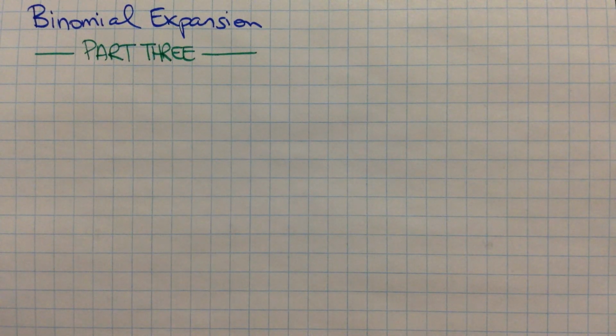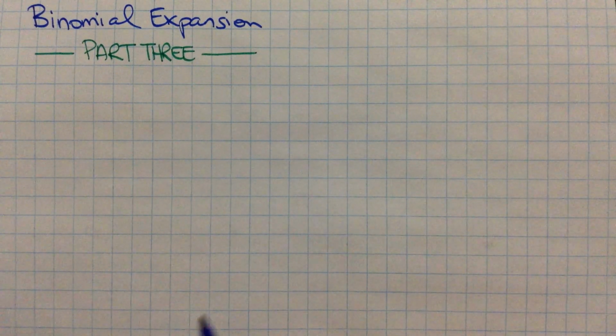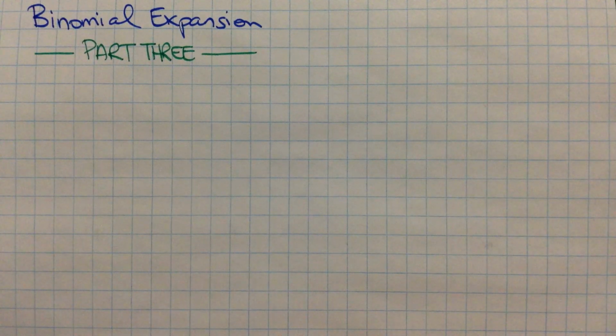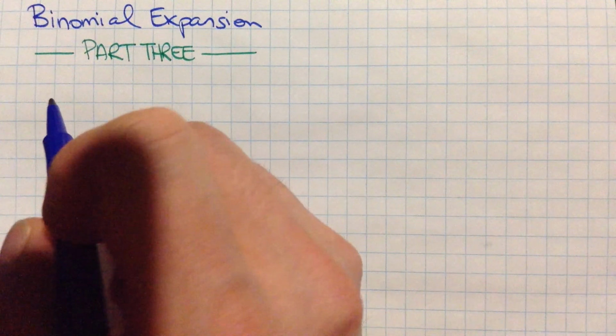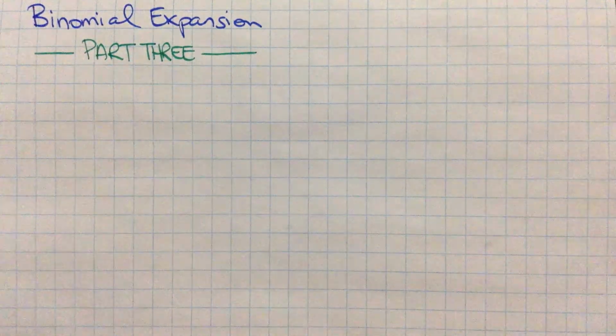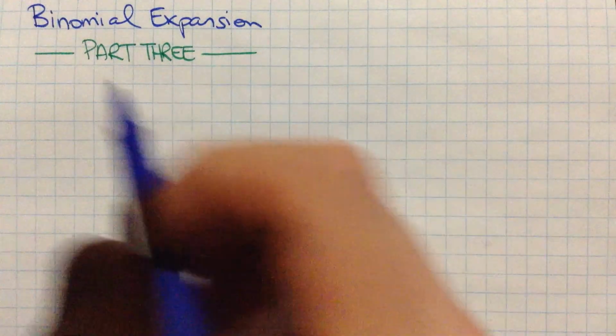I'm a high school math teacher, and this is part 3 practicing the binomial expansion, that is multiplying two binomials together. If you haven't looked at the first two parts, I would suggest doing that first. This time we're going to look at binomials that have a coefficient in front of the x term, the variable term, that is not 1. The coefficient is not 1.